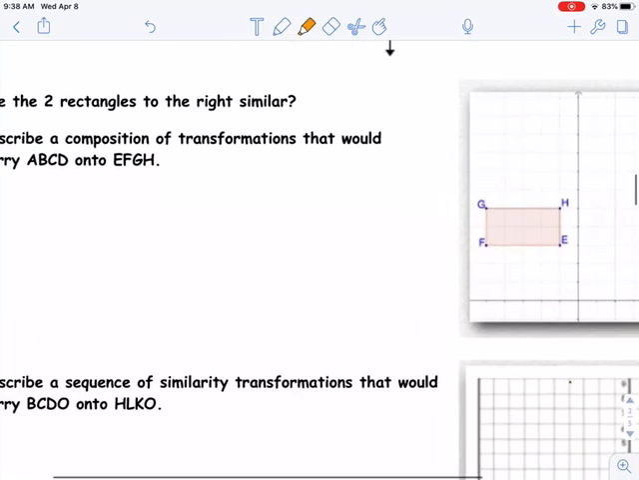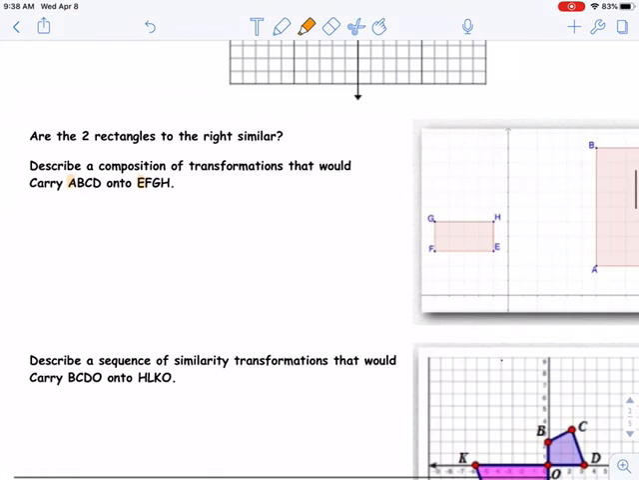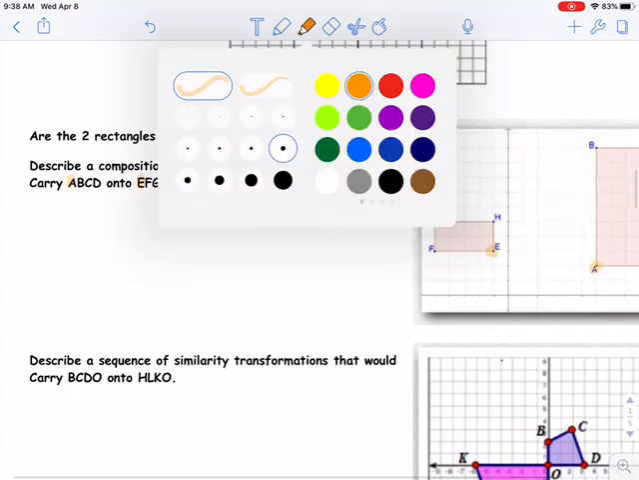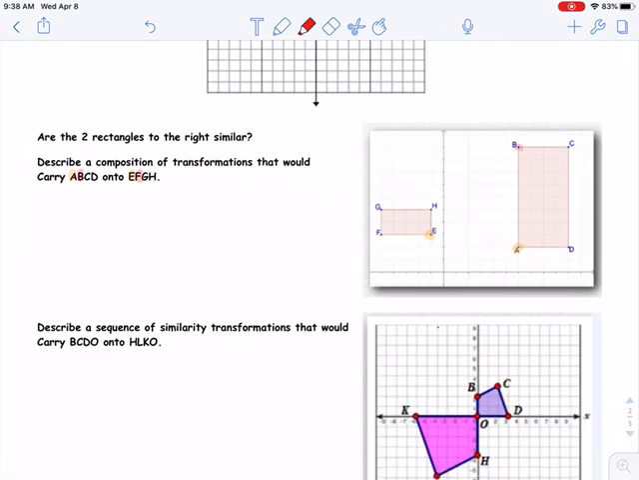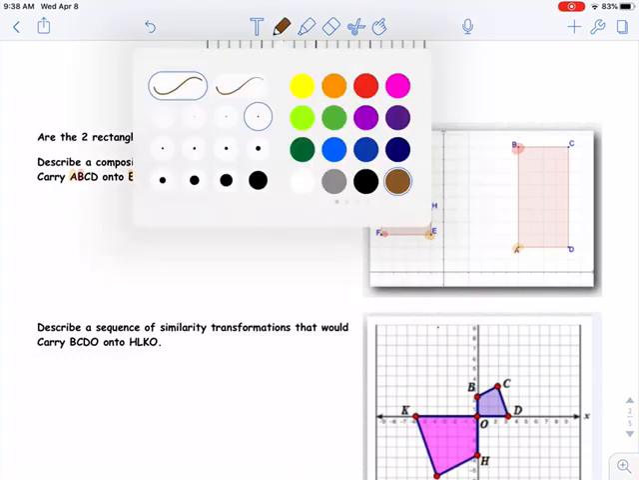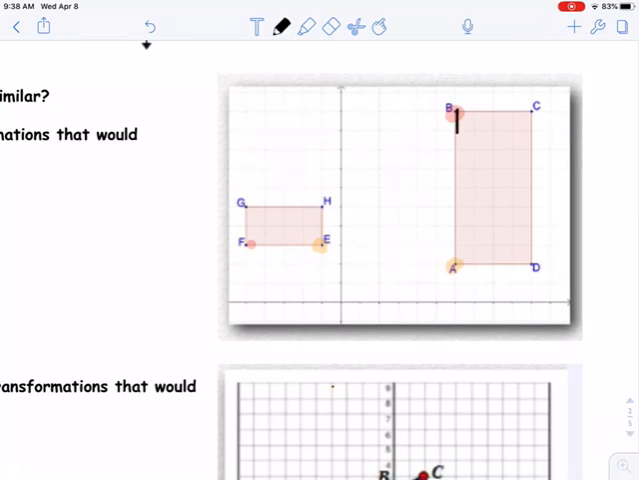All right, so just realize A has to map to E. Similarly, B has to map to F. All right, so on and so forth. So let's just look at some lengths right here. Notice that this length is, let's just count it. What is it? 1, 2, 3, 4, 5, 6, 7, 8. That's a length of 8. This right here is a length of 4. So I know I already need to do some kind of dilation with a scale factor of 1/2. So let's just go ahead and do that first.